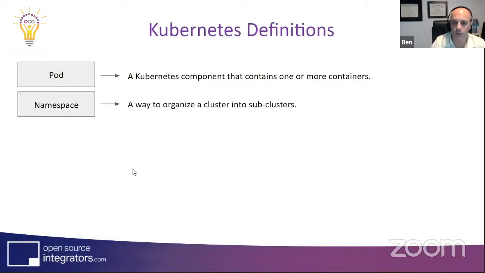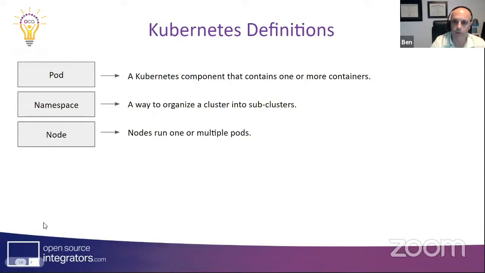Inside the cluster, we can have multiple namespaces. We run our dev, test, QA, production. We can run other applications inside of a Kubernetes cluster. So the namespace is a way to organize your cluster within your cluster.